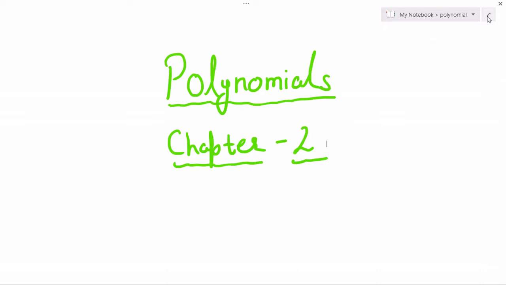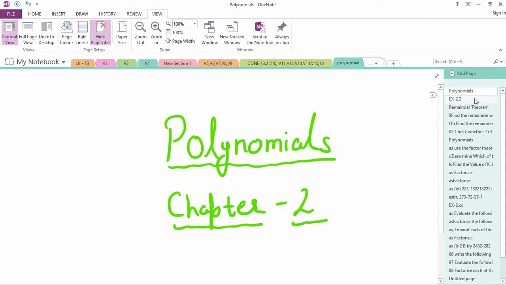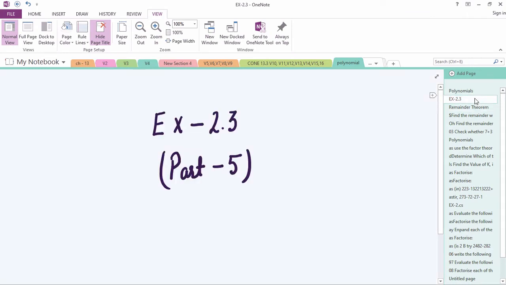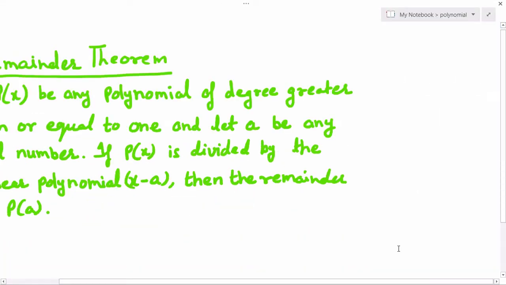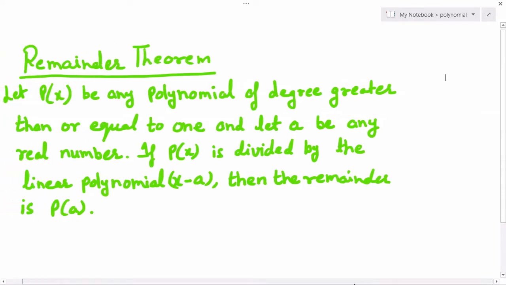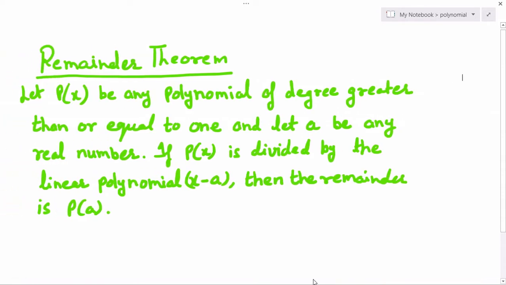We are doing chapter 2 which is polynomials, and today we are doing its exercise 2.3, and this is part number 5 of this series. Let's see what we are doing in this exercise. See children, in this exercise the main concept which we are learning is the remainder theorem. Let us see what this theorem is.